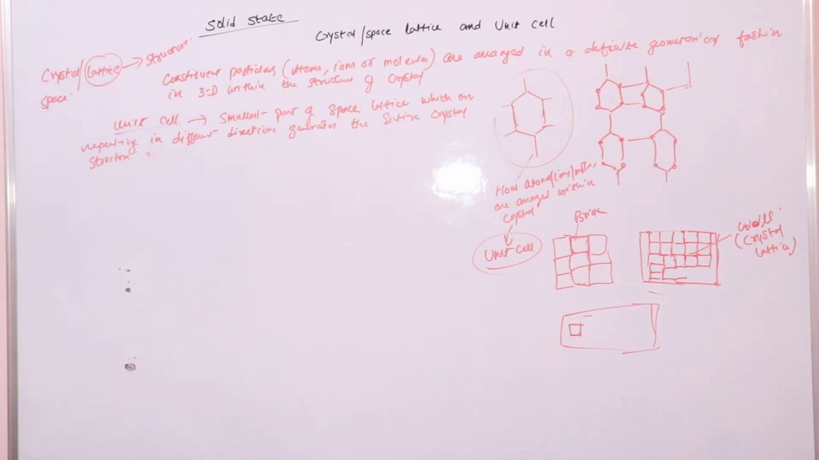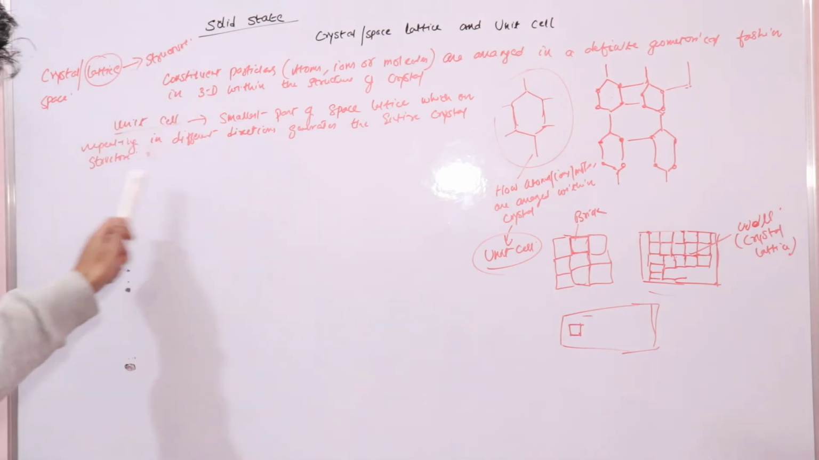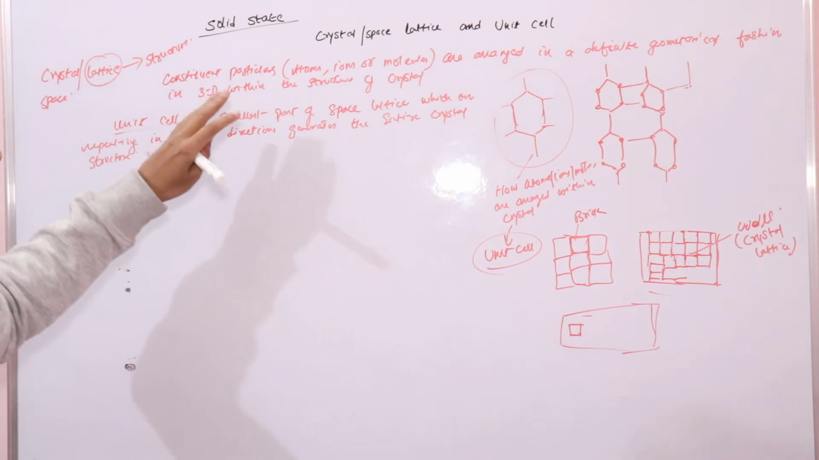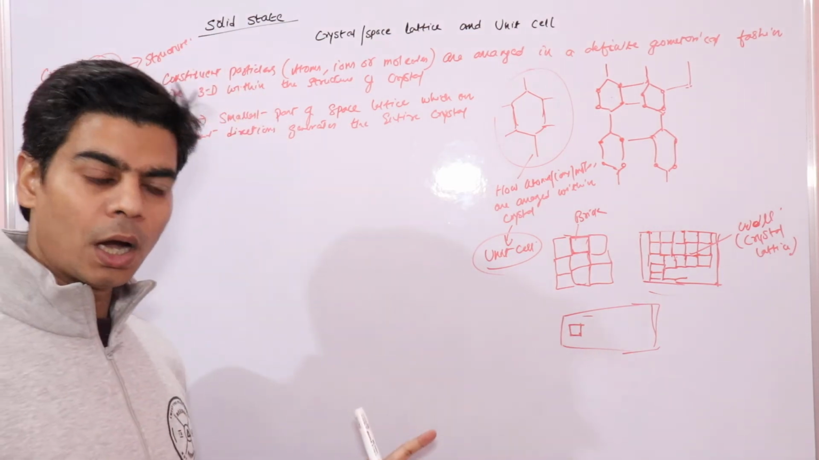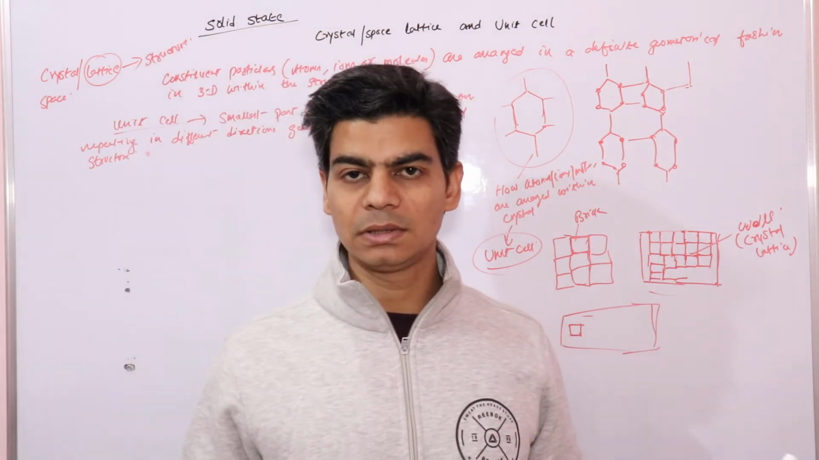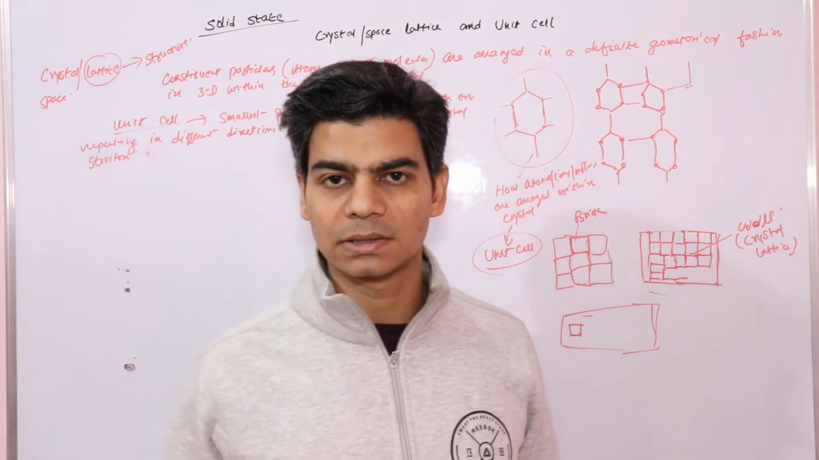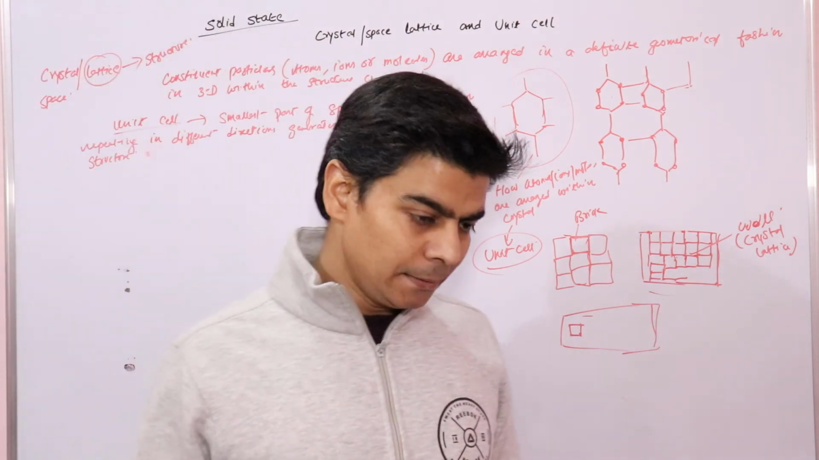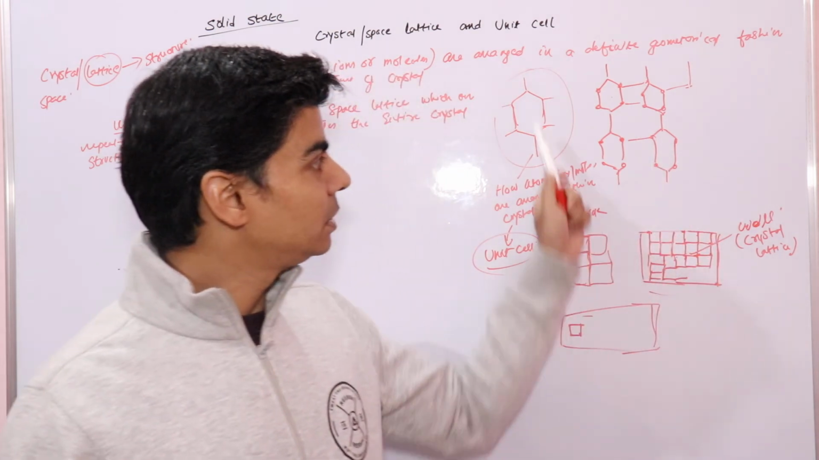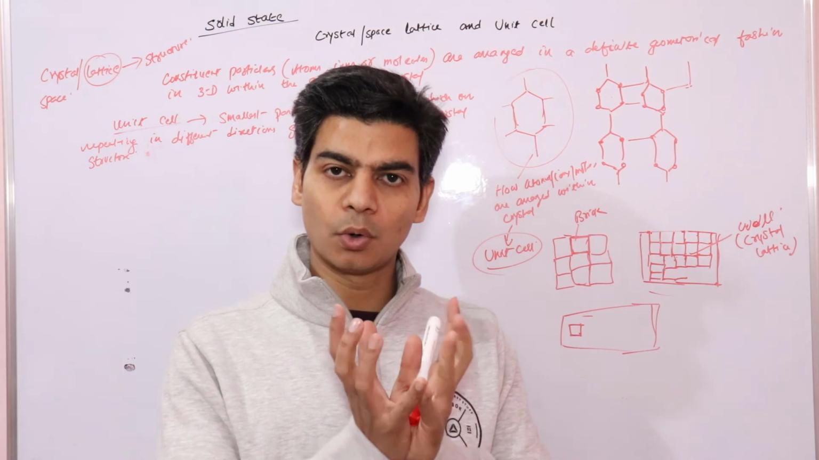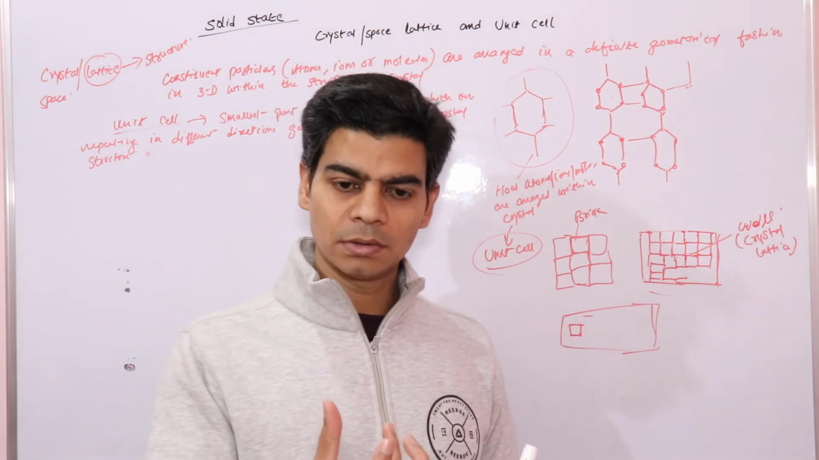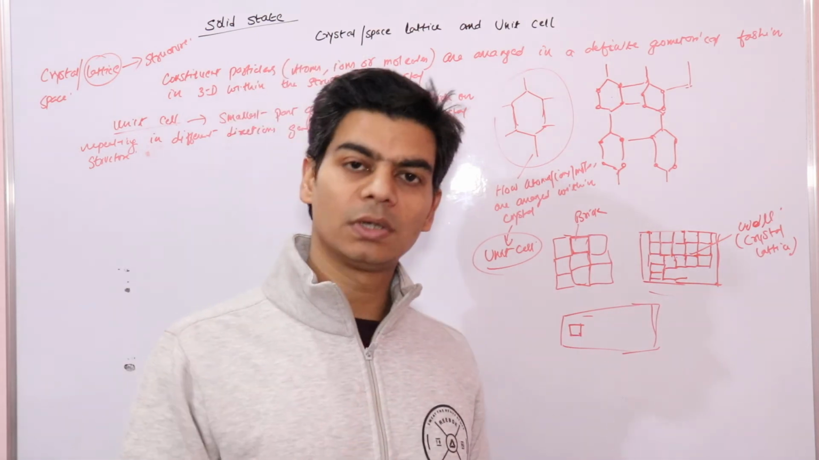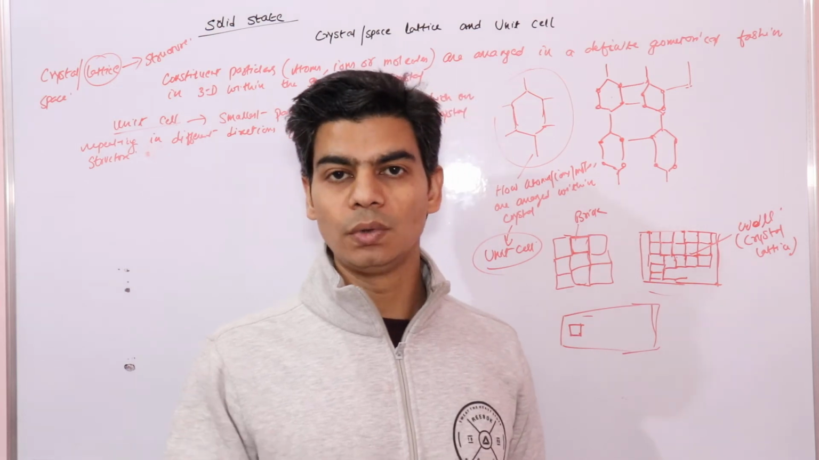Now, such a regular arrangement of constituent particles of a crystal in 3-dimensional space is your crystal lattice. This is important: what is a crystal lattice and what is a unit cell? In simple terms, crystal lattice will tell you how constituent particles in a 3-dimensional crystal are arranged along the x-axis, y-axis, and z-axis. And once you get the entire crystal lattice, if you notice, there is a small portion of that crystal lattice which is repeated again and again. That smallest portion of the crystal lattice is known as the unit cell.